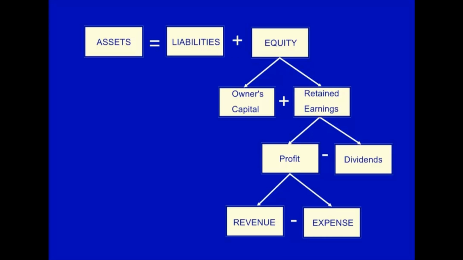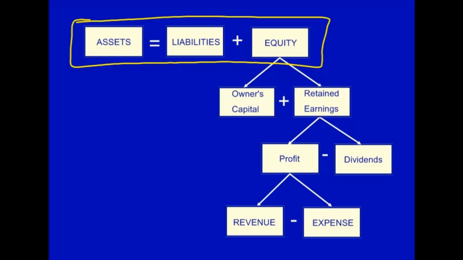Let's quickly remind ourselves about the interconnection between the elements and how they make up the accounting equation. I always use the diagram, but you can use the formulas. Either one will work just as well. Note that the basic accounting equation is assets equals liabilities plus equity. So we've got the basic accounting equation right here. But equity is expanded. So equity is made up of owner's capital plus retained earnings.